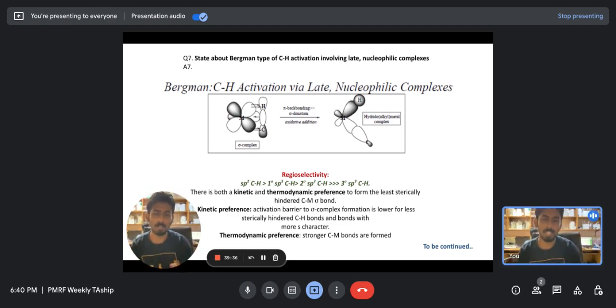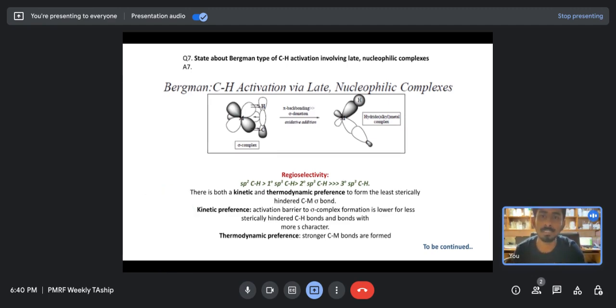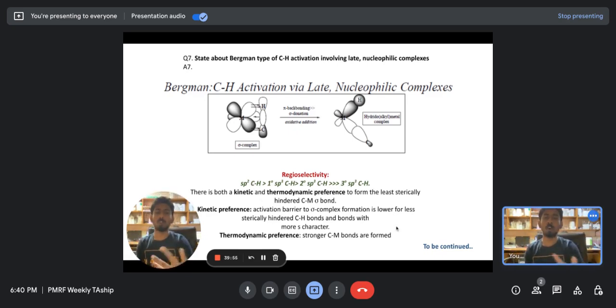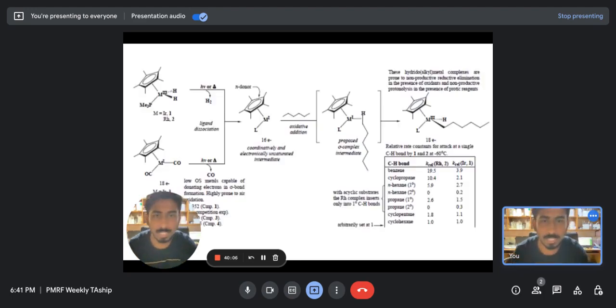The kinetic preference, I will again tell you, is that the activation barrier to form less sterically hindered bonds is lower. Kinetic preference is actually what shows whether this molecule has a preference or not. So if you have a hindered carbon-hydrogen bond, it will not be formed, but if we have a less sterically hindered bond, it will be formed readily. So both thermodynamic and kinetic aspects are favoring this order. We will continue this talk in the next slide.